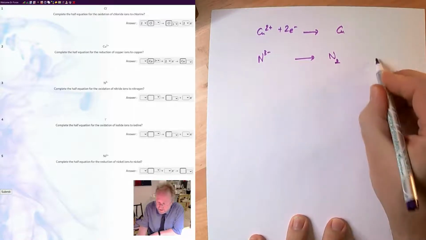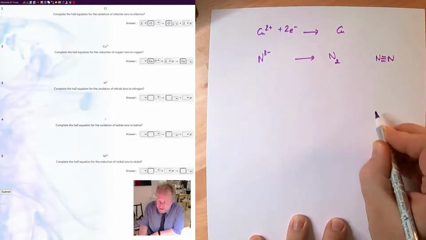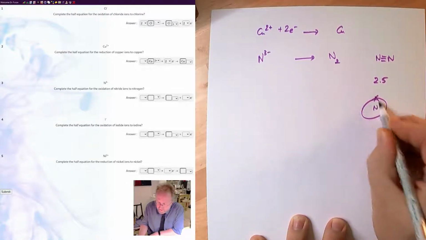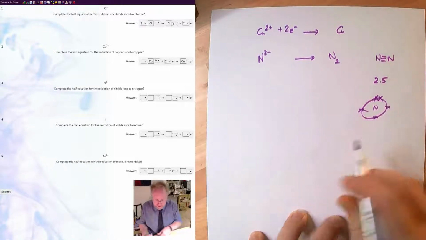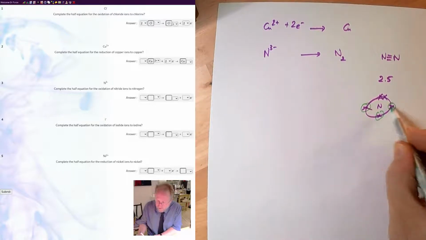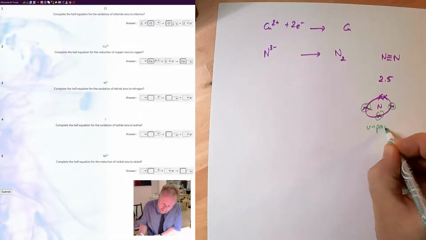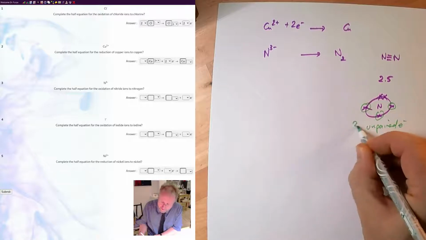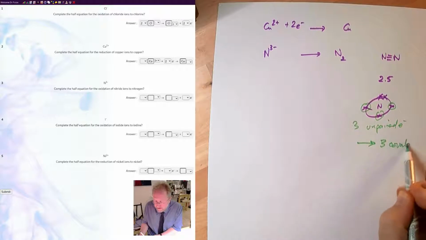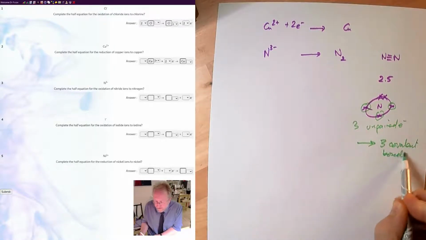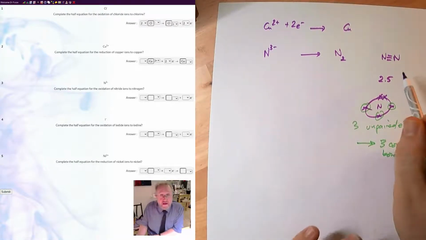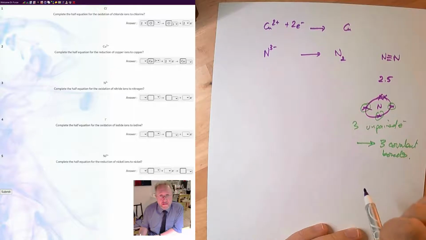This one's a little bit interesting. It's got a triple bond between it. Because nitrogen is 2.5, it has up, down, left, right, up. It has 3 unpaired electrons, so it can form 3 covalent bonds. So an N2 molecule has this N≡N triple bond in the middle.